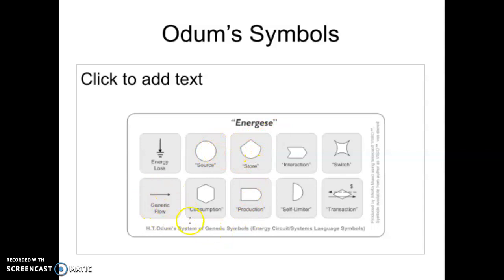This is generic flow. This is consumption. For example, humans are consumers in the system, or animals are consumers in the system. And this shape is for the production. So when we use, for example, plants, forests, these are our producers. So we are going to use this for the production. That is self-limiter. And this symbol is for the transaction. So for example, the energy goes this way, and the energy goes this way is not similar. If there is any system that we are studying, we are going to use this.